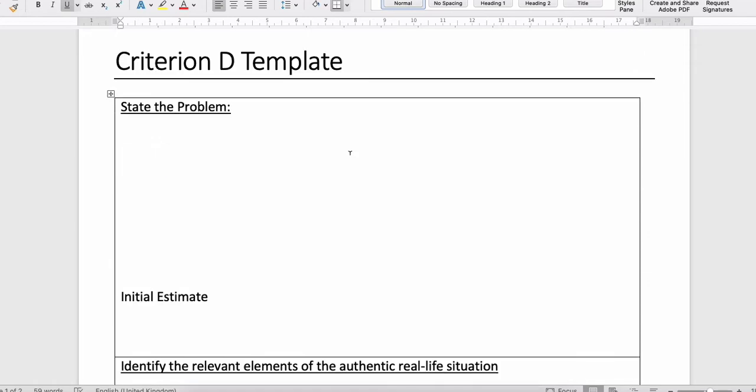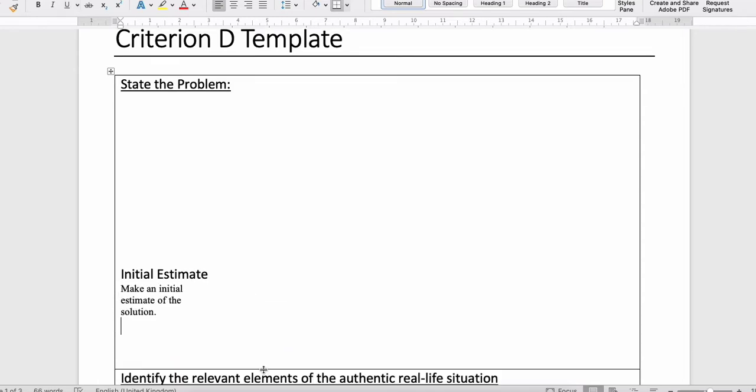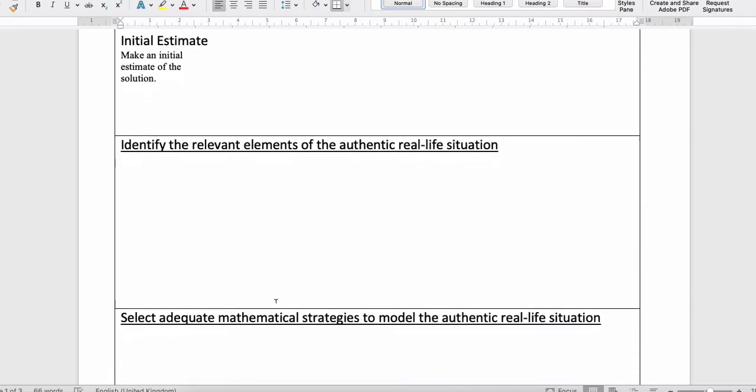So usually when you are given a task or an assignment or a problem, this is where you state it. And then you will write down here your initial estimate. So for instance, what is too low for an answer or what is too high. And later on, at the end, after calculation, you can check whether your answer actually falls within the minimum and the maximum, the too low and too high estimation in the beginning. So what should you do in the box identify relevant elements?